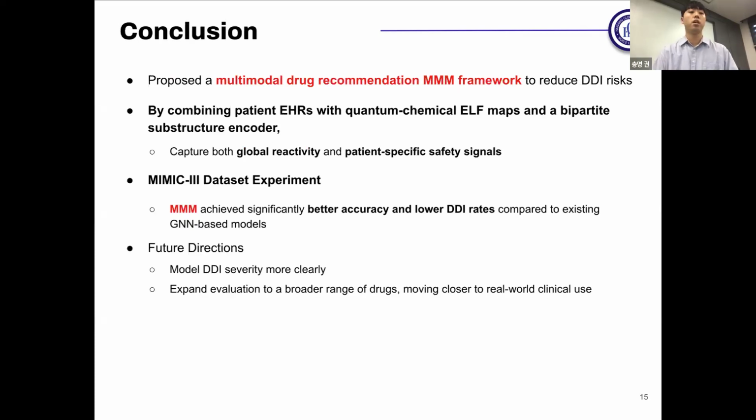In conclusion, we propose MMM, a multimodal drug recommendation framework designed to reduce DDI risk. By combining patients' EHR with quantum chemical ERF maps and a bipartite substructure encoder, MMM captures both global reactivity and patient-specific safety signals. For future work, we aim to model DDI severity more clearly and expand evaluation to a broader range of drugs, moving closer to real-world clinical use.